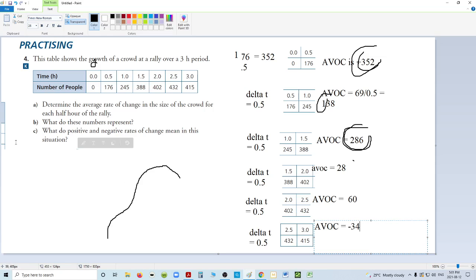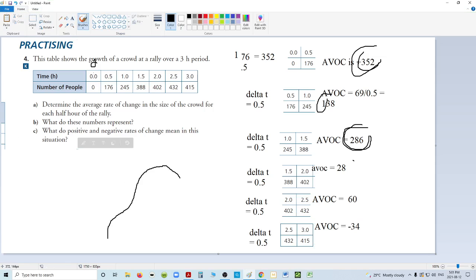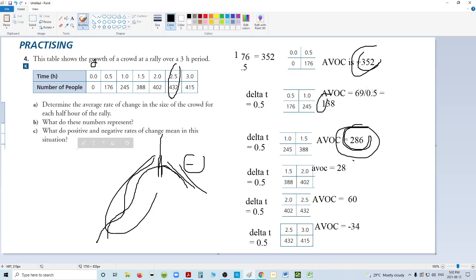Why negative 34? Because it's at this point, after 2.5 hours, that it hits the biggest crowd, and then the crowd starts to go down, which means it's for the first time that the slope is negative, or decreasing. Before that, the crowds were increasing, and that's what the positive rates showed. Crowds were always increasing. You can actually punch this into Desmos, and it can come up with a pretty close drawing, but I'm not going to.